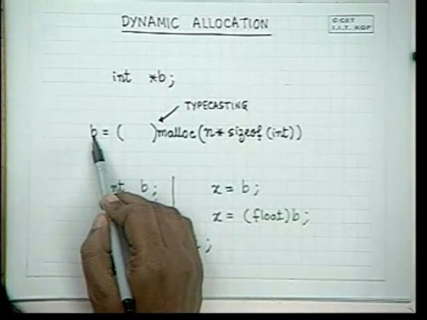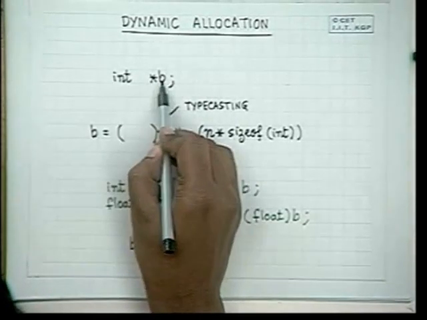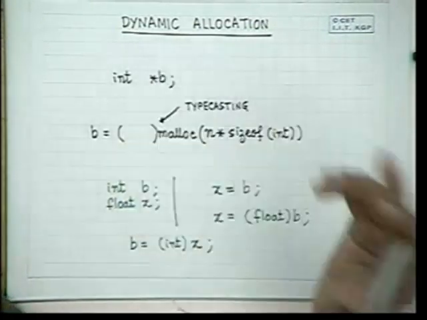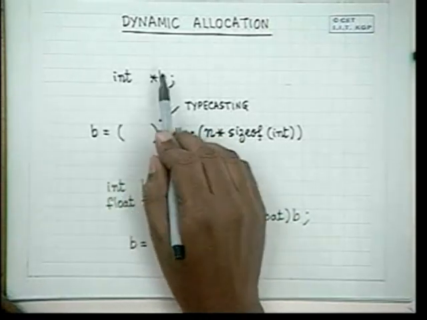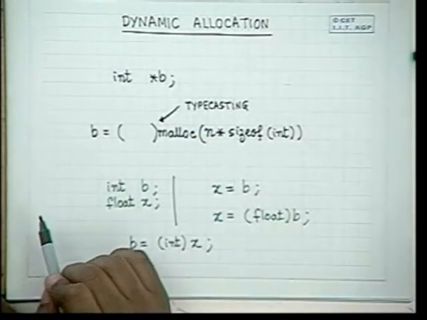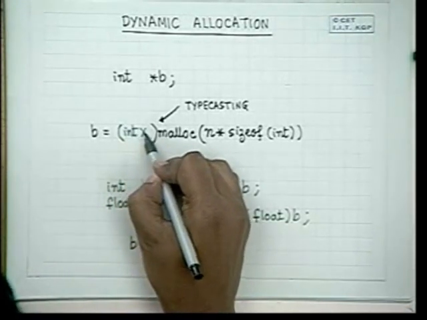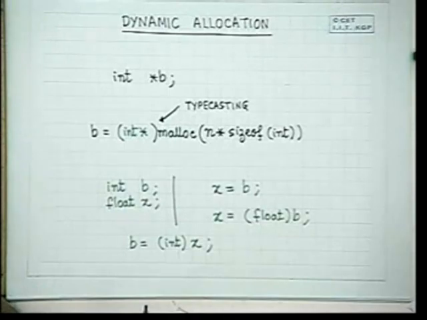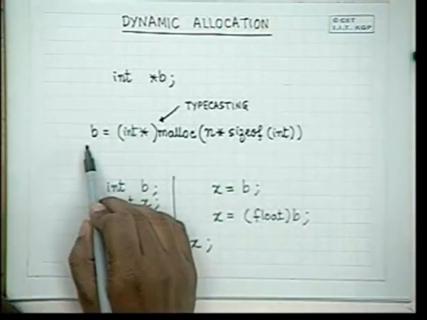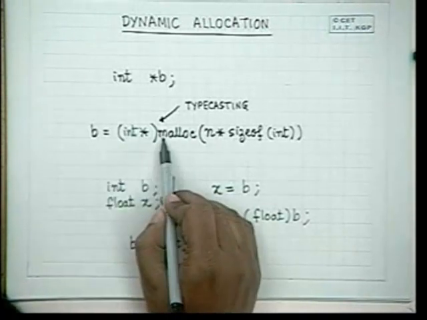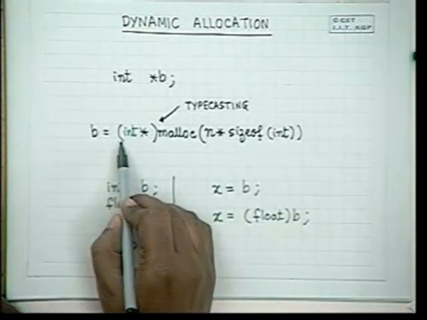But we want this to be converted to the same type as this. So what is the type of this? Just remove this variable and you will get its type. A very easy way to find out what the type is: just remove the variable name, you will get its type. Int star. Now after having done this, the content of b has got the address. This malloc will return the address, int star.